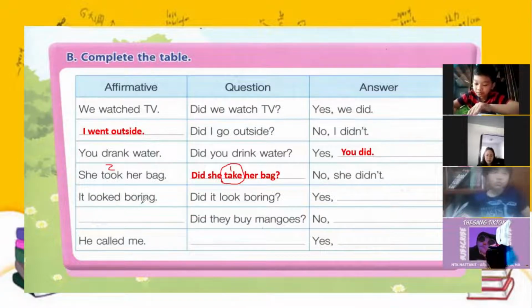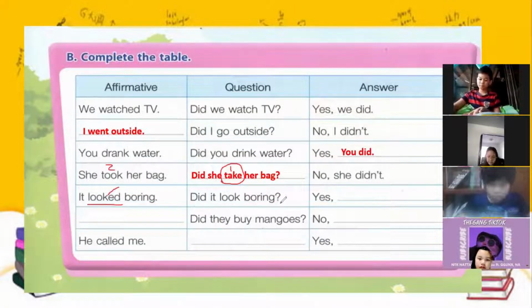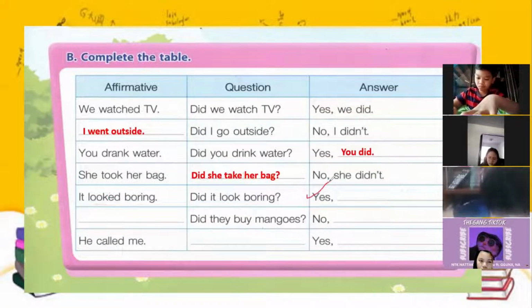So, come to another sentence. It looked boring. It looked boring. So here you can see look is a regular verb, right? So we just add ed at the end. So the question sentence is, did it look boring? What will be the answer? Mankon, can you answer me? What will be the answer?